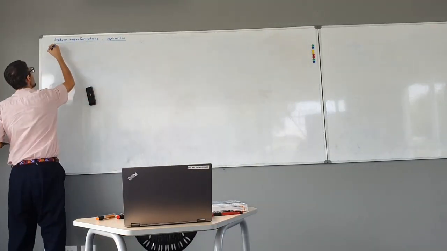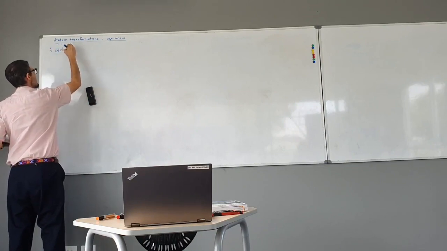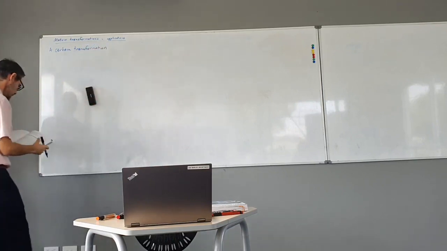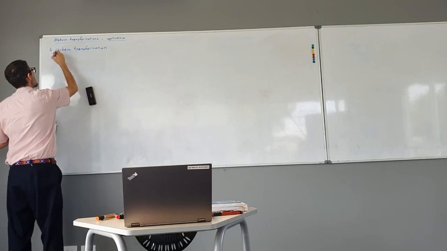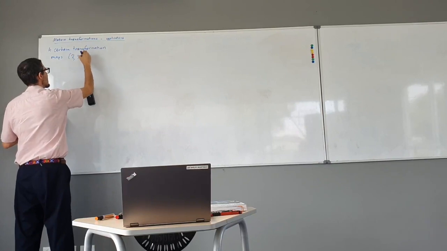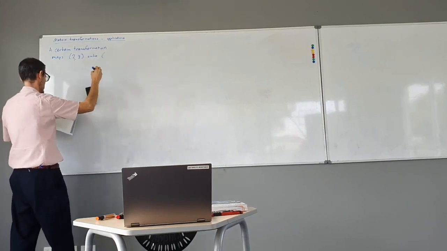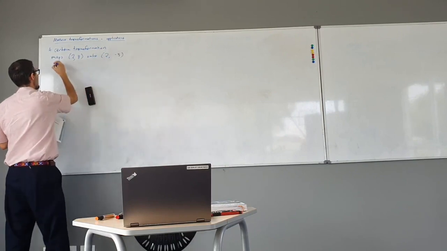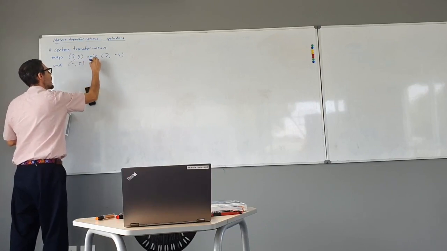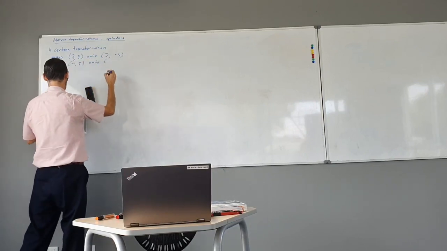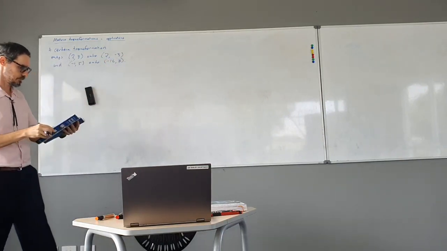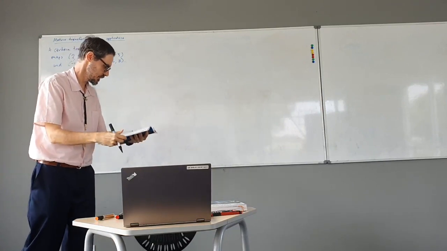Okay. A certain transformation maps (2, 3) onto (2, -3) and (-1, 5) onto (-14, 8). Oh, they could have made that question harder.